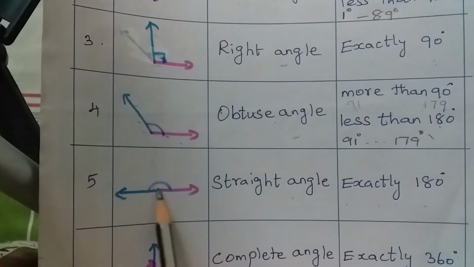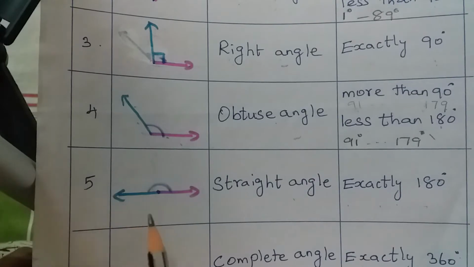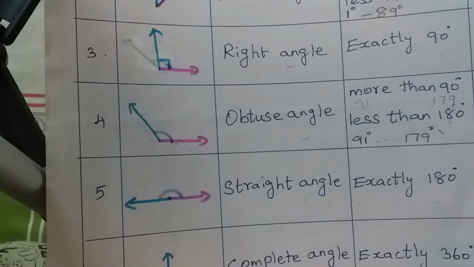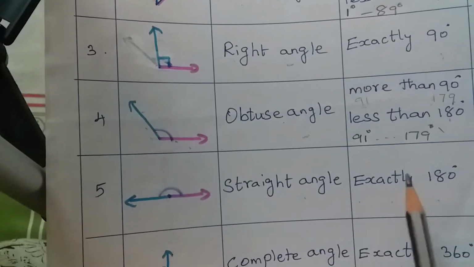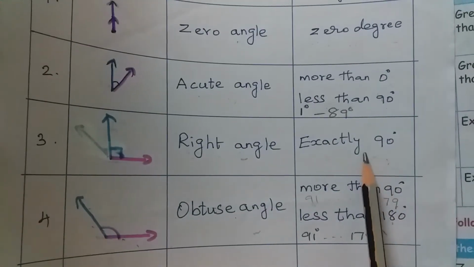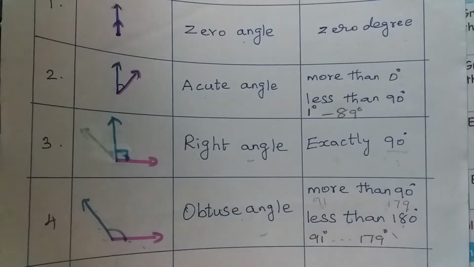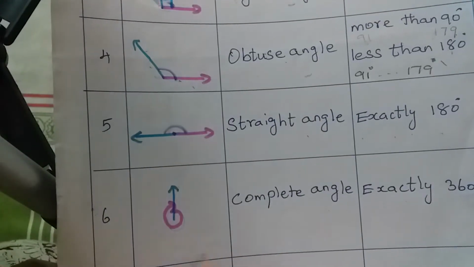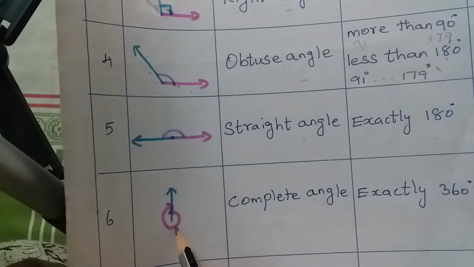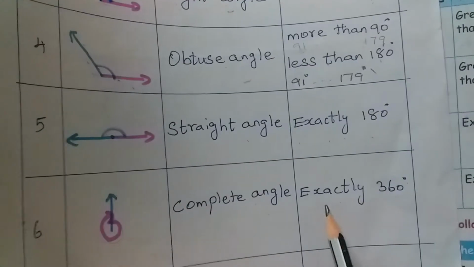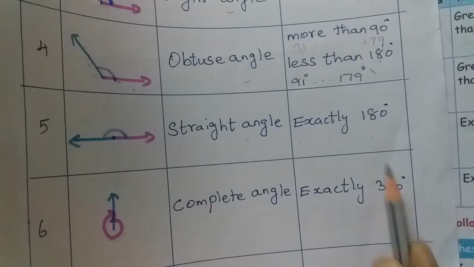Now straight angle: one ray is towards the right and the other ray is towards the left. Then it is called a straight angle. It measures exactly 180 degrees, not 181, not 179. Same way, exactly 90, not even 89, not even 91, is called right angle. Same way we have seen in the hands of the clock. When the big hand of the clock completes one full rotation, it is called complete angle and it is exactly 360 degrees. Okay, by having this recalled, we'll go to the exercise sums.